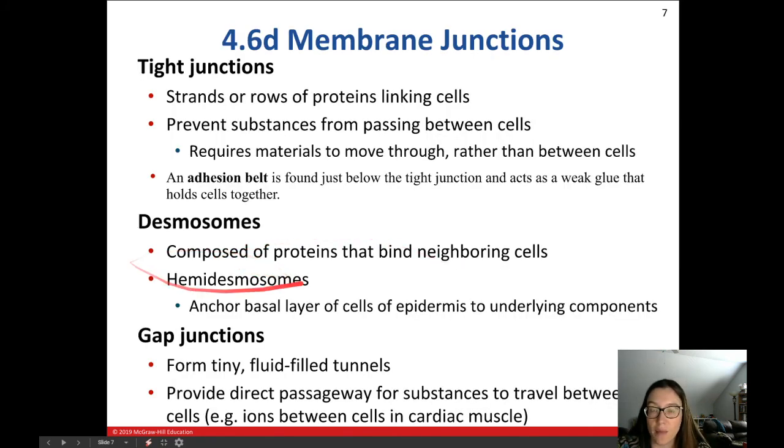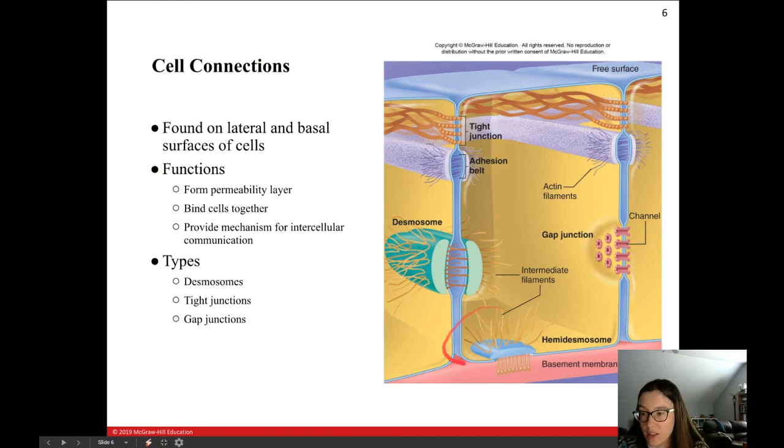And the hemidesmosomes are hemi, right, like half a desmosome. They anchor the basal layer of cells of the epidermis into the underlying connective tissue, so into the basement membrane and the underlying connective tissue. So here we have these hemidesmosomes. You can see there are some intermediate filaments in here. And because the basement membrane doesn't contribute the other half of the desmosome, it's just the one half that the cell is contributing.